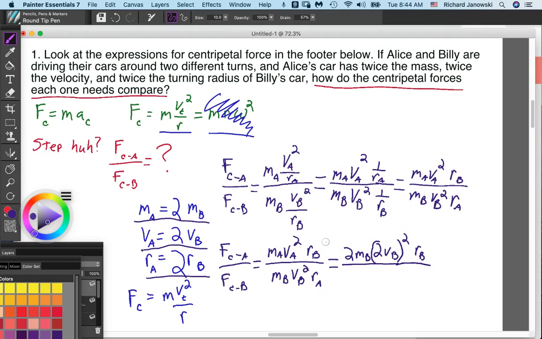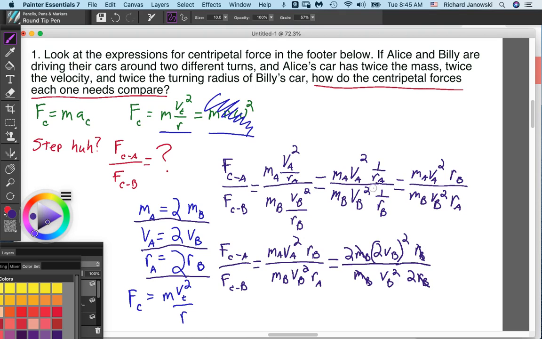So we've got that. Now on the bottom, mass of Billy. Keep it or replace it? Yeah, we're keeping it. Velocity of Billy squared. Yeah, we're keeping it. And radius of Alice, this one we're replacing. This is easy to replace, so we're replacing it with 2 times radius of Billy. So at this point, what cancels? Mass of Billy, that cancels with mass of Billy. Radius of Billy cancels with the radius of Billy.